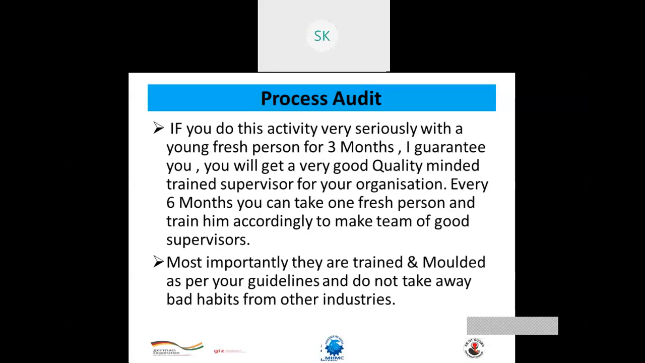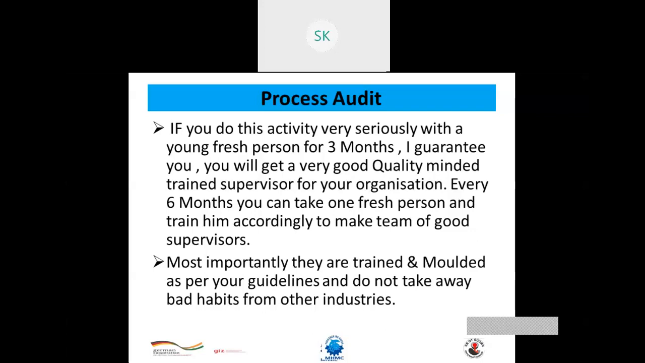The same thing which I was talking about before: if you do this activity very seriously with a young fresh person for 3 months, I guarantee you will get a very good quality-minded trained supervisor for your organization. Every 6 months, if you revise this cycle, or take one fresh person and train him accordingly, you will make a good team of supervisors. Most importantly, they are trained and molded as per your guidelines, your process control, your process approach. So they will not come with bad habits from other industries.